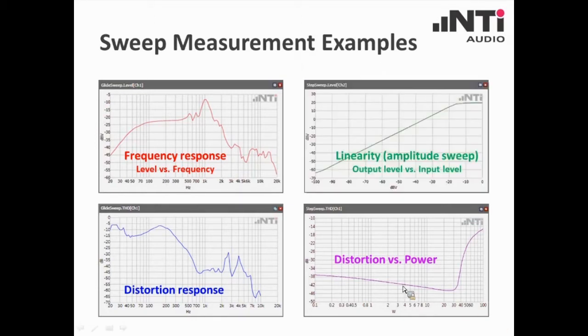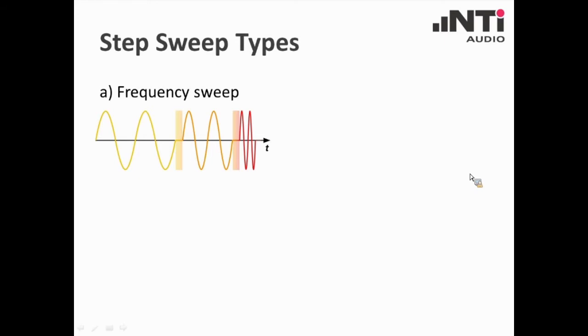Or, as a fourth example, when we talk about linearity, we are measuring the output level of a device, typically of an amplifier, versus the input level to that amplifier. Linearity is typically acquired by means of an amplitude sweep, and I will explain that just in a minute. When we talk about sweep types, we are differentiating two groups. We have the StepSweeps on one side, and we have the GlideSweep on the other side. And the StepSweep here that you see on this slide has 4 subgroups.